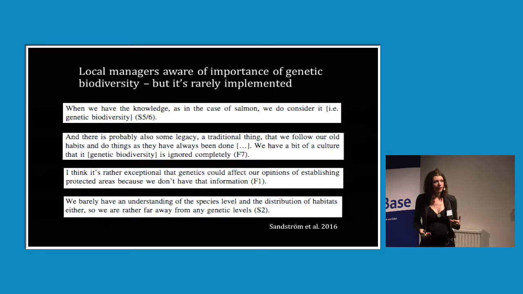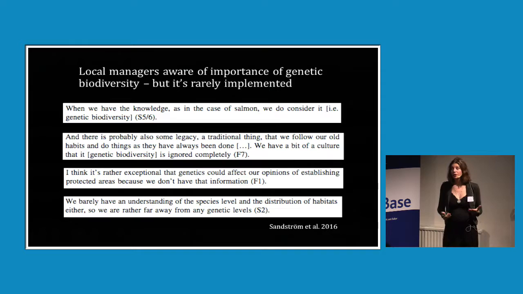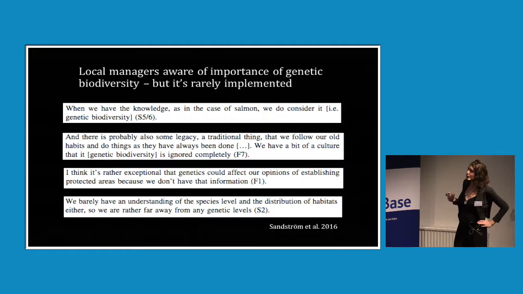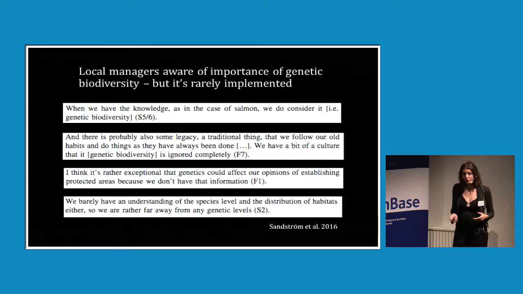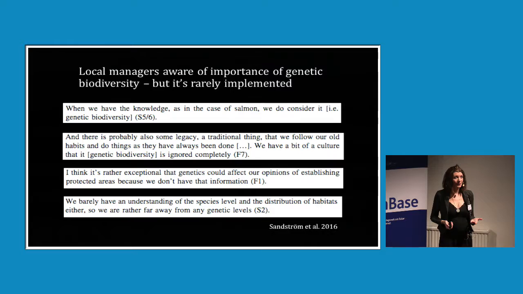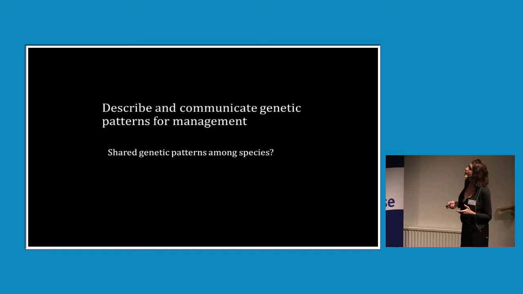And basically what most people say is that they know theoretically that genetic variation is important, but there is not a culture of incorporating it in management. There are no clear directions of how to do it. And actually, we don't have enough information to be able to implement it effectively in management. So this is a problem. How do we help the managers to implement genetic variation? I see that I am running out of time, so I will go a little bit quicker.